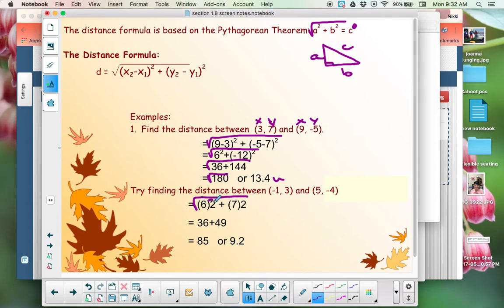Oops, these should have been squared. These are little squareds. So 6 squared is 36. 7 squared is 49. I'm going to add those together and get the square root of 85 as an exact answer, or 9.2 as a rounded answer.